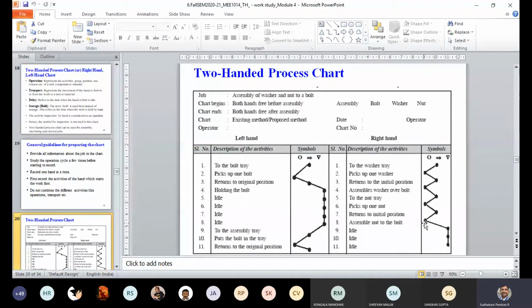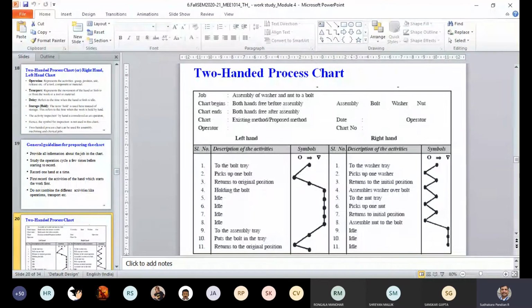So now your right hand goes to the original position and it keeps idle. It is mentioned in the storage like three dots in storage. Whereas now your left hand goes to the assembly tray as a movement, then puts the bolt in the tray is an operation, then returns to original position is transportation. So you connect all the dots, you will get a curve-like line, the dots are joined using this line.